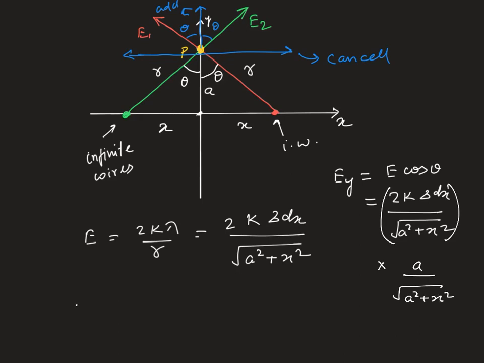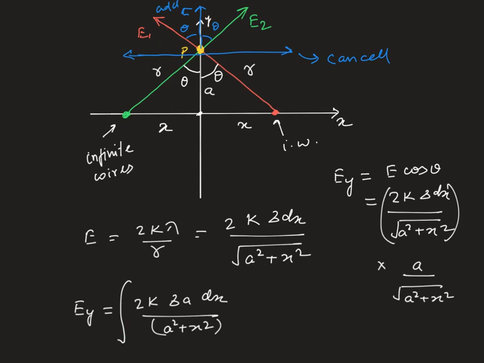And what is the field Ey that we are going to get? I'm going to write it here properly: 2k sigma a dx upon a squared plus x squared, and then we integrate it. Now I want you to understand at this point that I am not multiplying this with 2. I am not multiplying this particular term with 2.